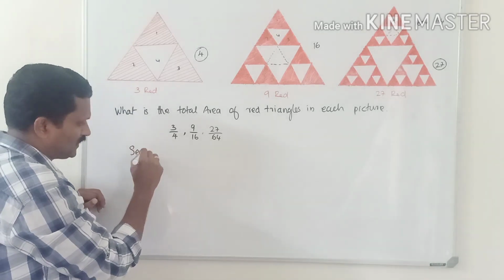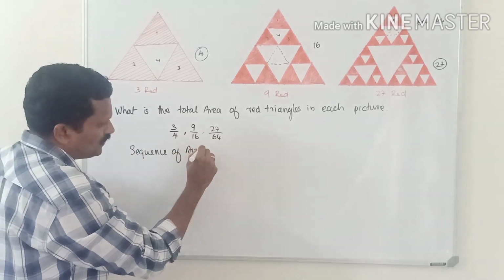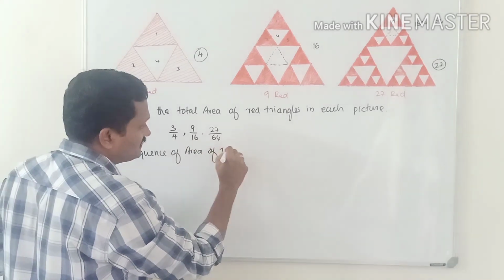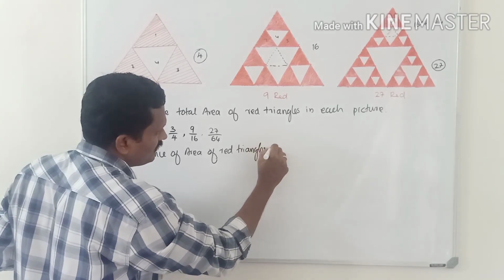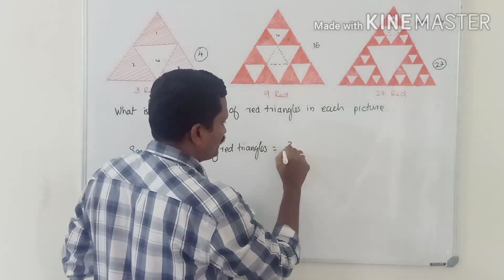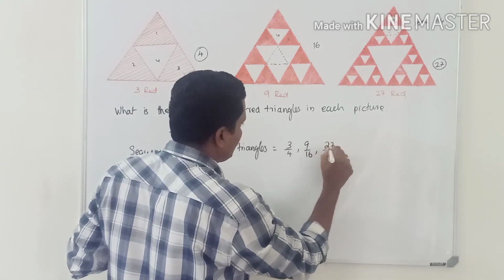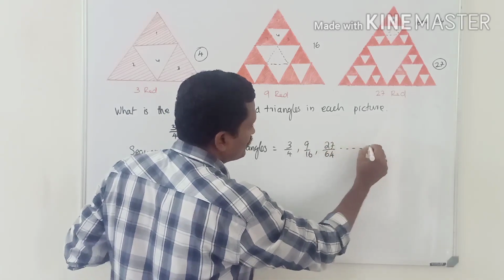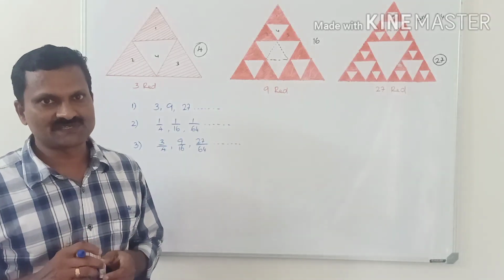Therefore, the sequence of area of red triangles is 3 by 4, 9 by 16, 27 by 64, etc. We pass to the next question.